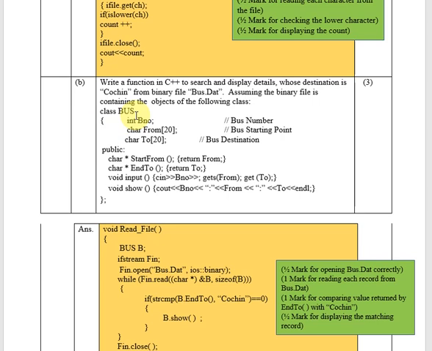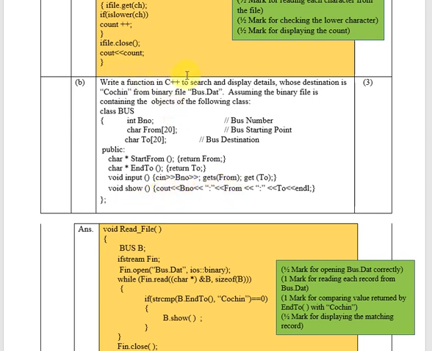The class is class bus with data members int bno, char from[20] which is the starting point, char to[20] which is the destination point. Now in the public section we have the function char *start, which returns the from, that is the starting point, and char *n2, which returns the to, that is the destination. Then we have void input, in which we are inputting the details of all the data members, and void show, in which we are simply displaying all the data members.